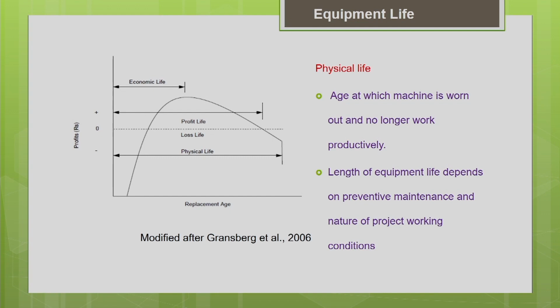Okay. Now, let me define what equipment life is. There are different ways to define equipment life. This graph shows a pictorial presentation of the equipment life. You have the replacement age on the x axis and the profit on the y axis. One is the physical life of the machine. Physical life refers to the entire life of the machine. That means the period between the moment you purchase the machine and the moment you abandon, scrap, or replace your old machine with a new machine. That is the physical life of the machine.